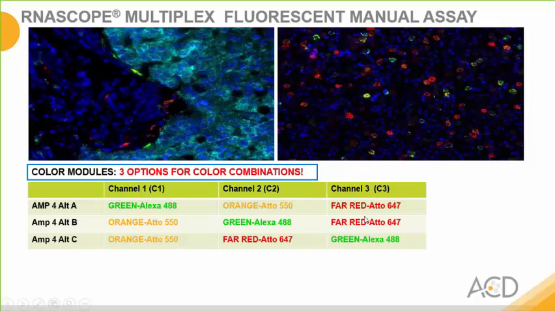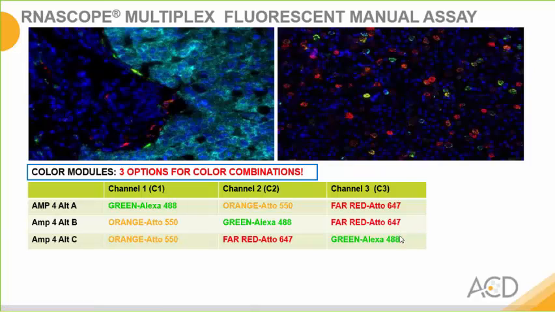Okay, now for the multiplex fluorescence assays, there are 3 options for color combination. So there are 4 amplification steps. Steps 1 and 3 are the pre-amplifier and amplifier binding, and M4 is the step where the label probe binds. It depends on which M4 option that you use, you can put different channel probes in different colors. So as you can see, the C1 probe can be in green, red, or orange, and the C2 probes can be in red, green, or far red, and C3 probes can be in far red and green.